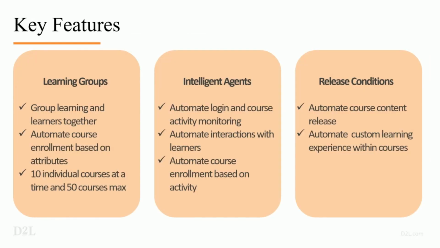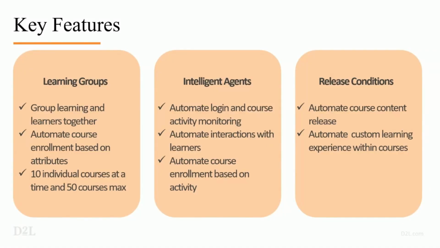Learning groups. Learning groups allow learners to be grouped together so that courses and learning paths can be assigned to them automatically based on their user attributes. Up to 10 individual courses can be assigned at one time, and there can be up to 50 courses assigned, including those within a learning path.